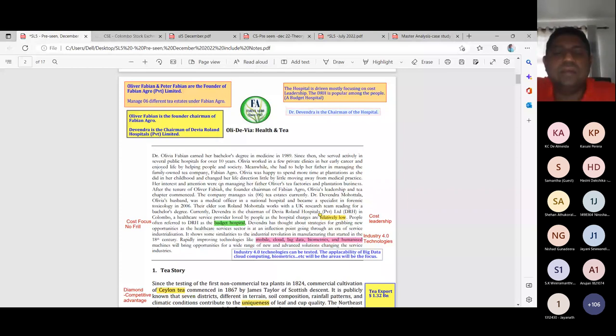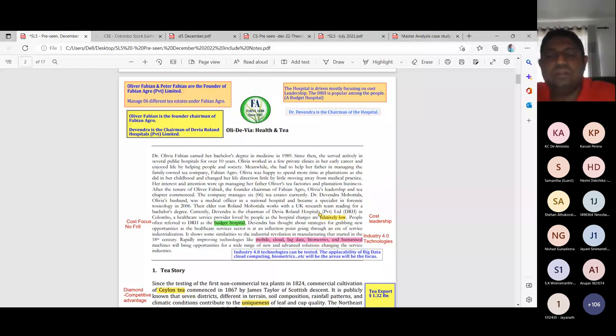So, he's the chairman of Devia Roland Hospital Private Limited, DRH in Colombo, a healthcare service provider loved by people, as the hospital charges are relatively low. He's managing a hospital which is located in the Colombo area, and people prefer to go to this hospital. The key factor is the charges are relatively low.